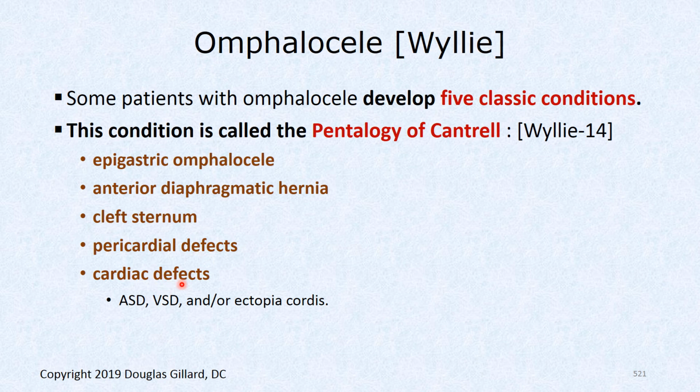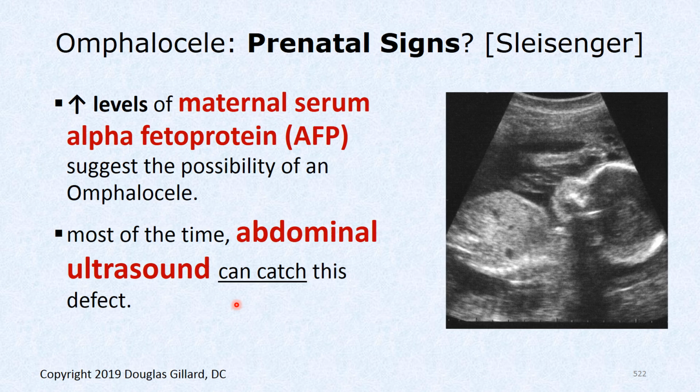And they can have cardiac defects like ASD, VSD, ectopia cordis, where the heart develops outside of the chest cavity. What are the signs? How do you know if your unborn is going to have an omphalocele?